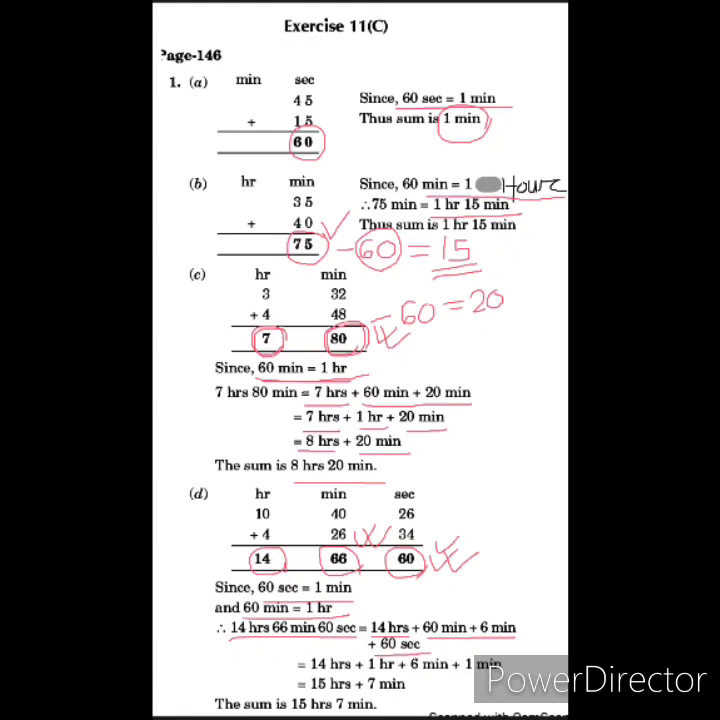In the next step, 14 hours will remain the same. And we know that 60 minutes means 1 hour. 6 minutes will remain the same. And 60 seconds is 1 minute.